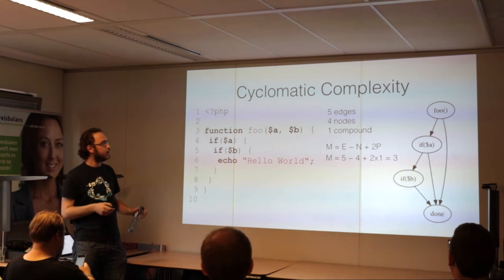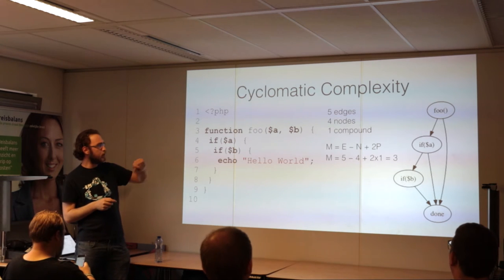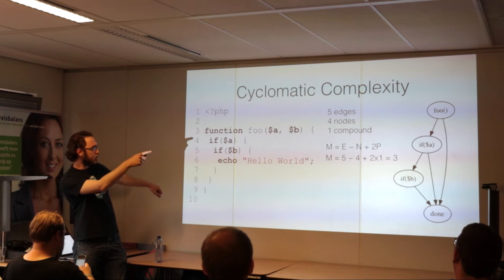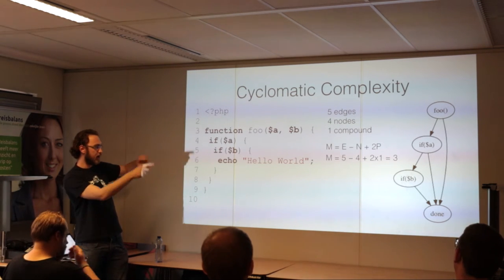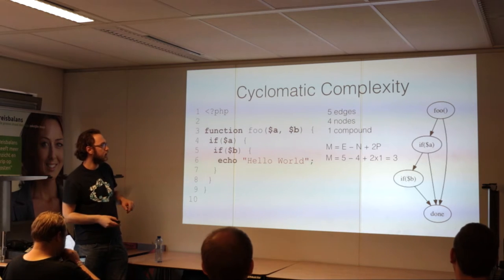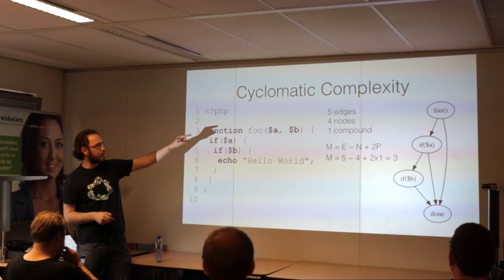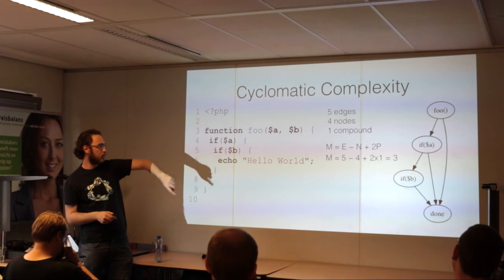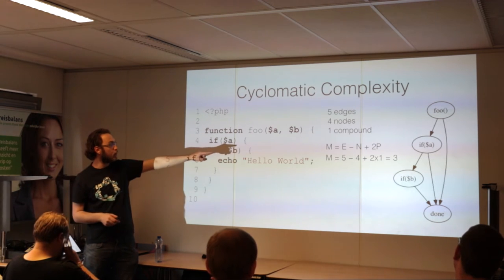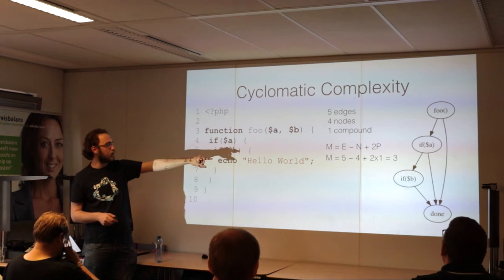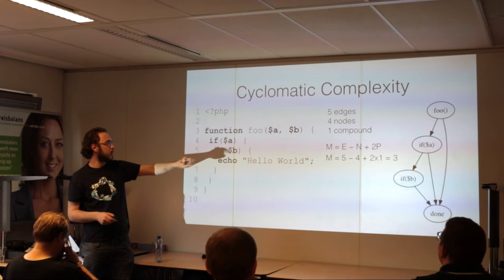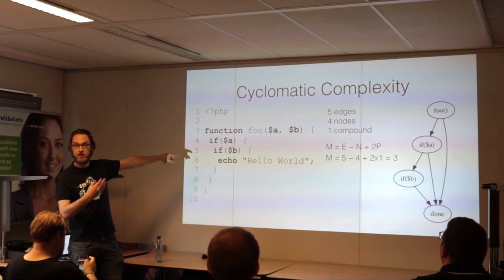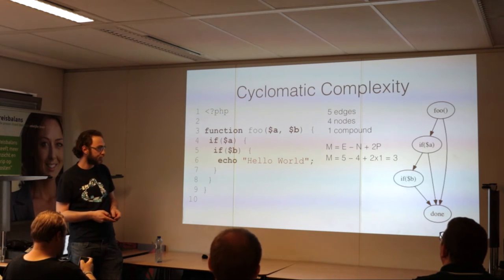And I put the graph next to it. So if you have a function foo, it can go either directly to done, or it can go to the if A, then to the if B, and has 3 different paths to being done. If you have 5 edges, namely the lines, and 4 nodes, and it's one component, and you take the formula, you have the 5 edges minus the 4 nodes plus 2 times the number of components, which is a cyclomatic complexity of 3. And there's 1, 2, 3 function, if, case, etc. statements in here.